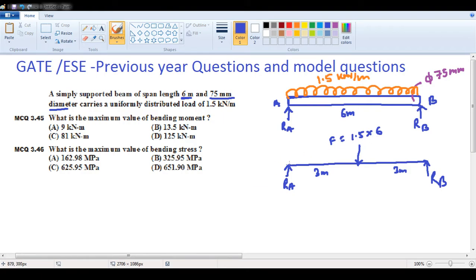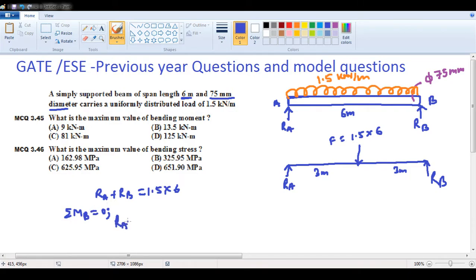So now, before finding the bending moment, we first have to find the value of reaction forces RA and RB. So how can we find it? RA plus RB is equal to 1.5 into 6. One equation we get. Now we can take moments about A or moment about B equal to 0. So this time I will take moment about B.